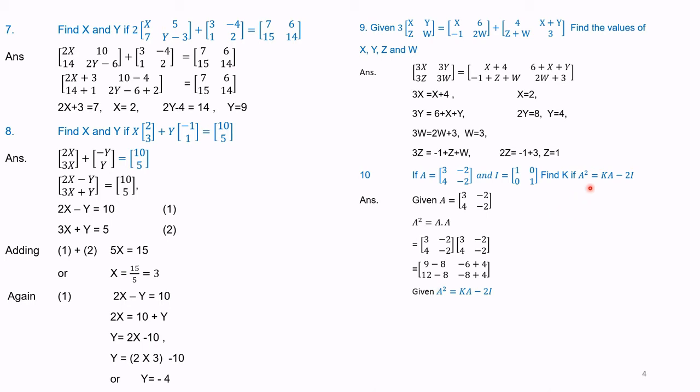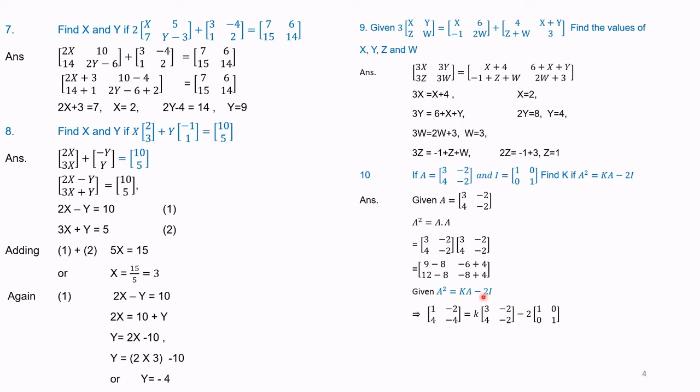Now, we will write the given equation. That is, A square is equal to kA minus 2I. Therefore, A square we have found; you have simplified here: 9 minus 8 is 1, minus 6 plus 4 is minus 2, 12 minus 8 is 4, minus 8 plus 4 is minus 4, equal to k, which is a scalar, into A, the given matrix, that is 3, minus 2, 4, minus 2. The given matrix is written here, kA minus the given equation.